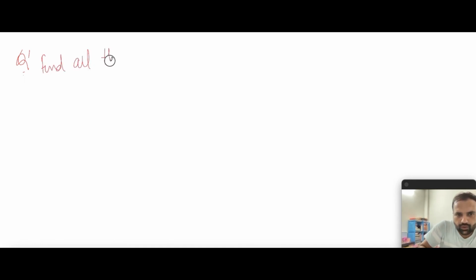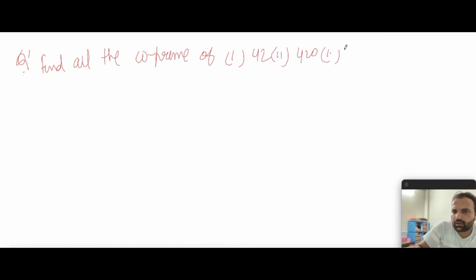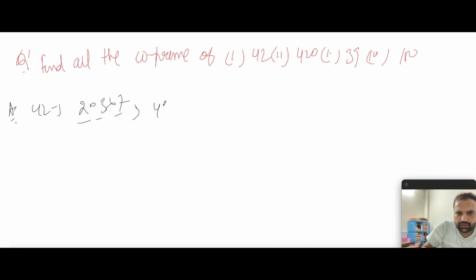Find all the co-primes of the following numbers: 42, 420, 39, and 100. Okay, let's start. For 42, what's the first step? Take the factors. 42 into 1 by 2 into 2 by 3 into 6 by 7. So you have 7, 3, 21, 42. The answer is 12.